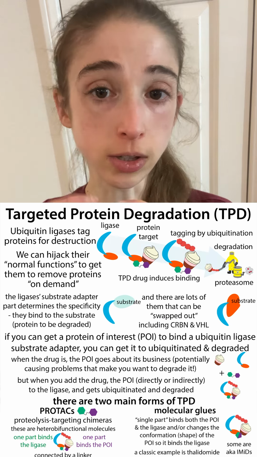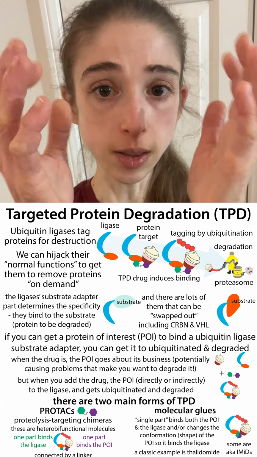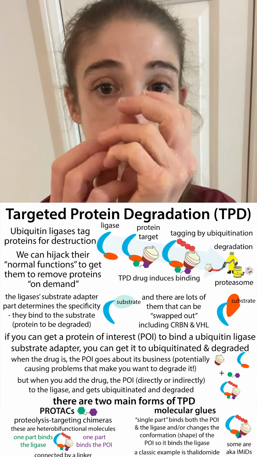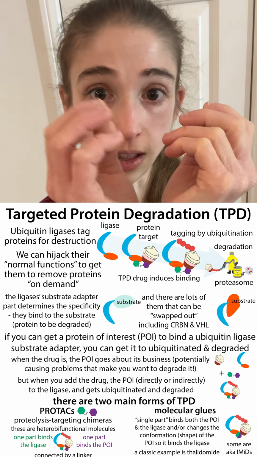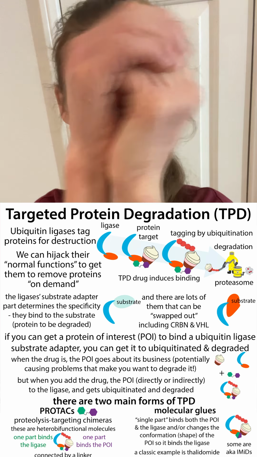You can also have a molecule called a molecular glue. Instead of having a chimera where the two parts are attached with a linker, the parts are separate. When the small molecule binds to your protein, it's going to make it so that the ubiquitin ligase now is going to stick and add the ubiquitin and then get it degraded.